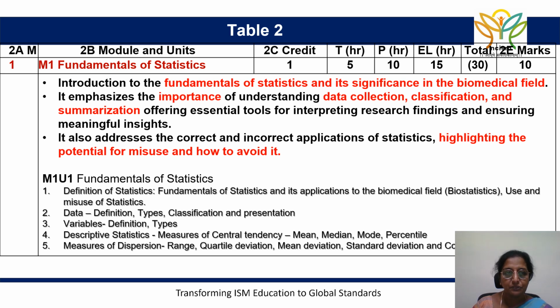So at the end of this module, the students must be able to understand fundamentals of statistics, its significance in the biomedical field. Also, must understand the importance of data collection, classification and summarization. Finally, the students must be able to address the correct and incorrect applications of statistics, highlighting the potential for misuse and how to avoid it.